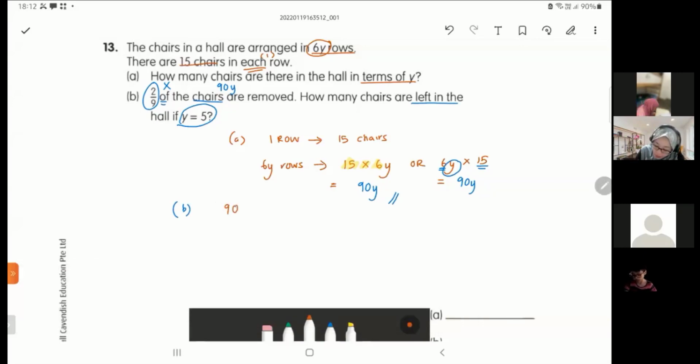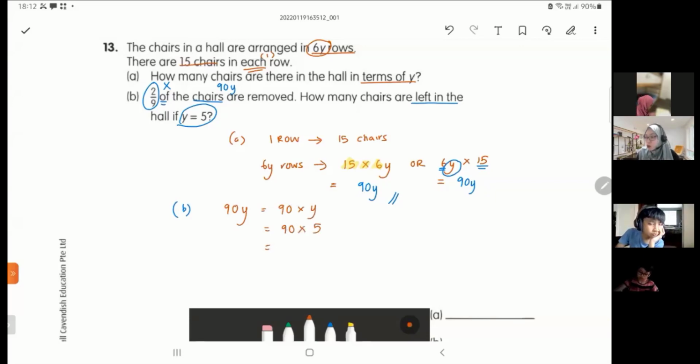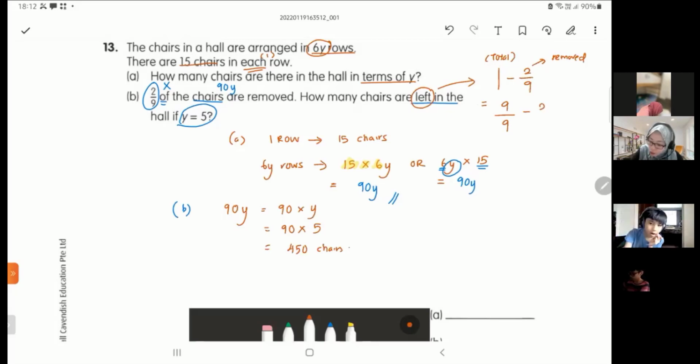So I have a total of 90y, which is also known as 90 times y, which is 90 times 5, equals 450 chairs. Now, I want to know how many chairs are left in the hall. How many are removed? 2/9. So when I say how many chairs are left, what do I do? I take 1 whole minus 2/9. Because this is the total number of chairs that I have, and this is what was removed to get what I have left, which is 9 out of 9 minus 2 out of 9 equals 7 out of 9.